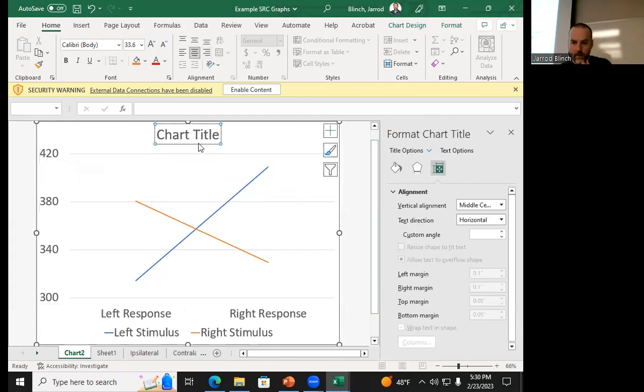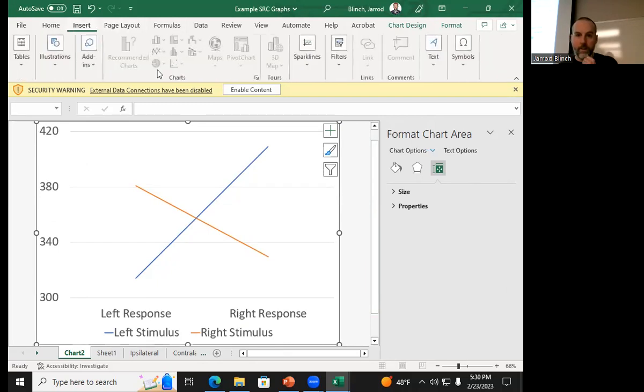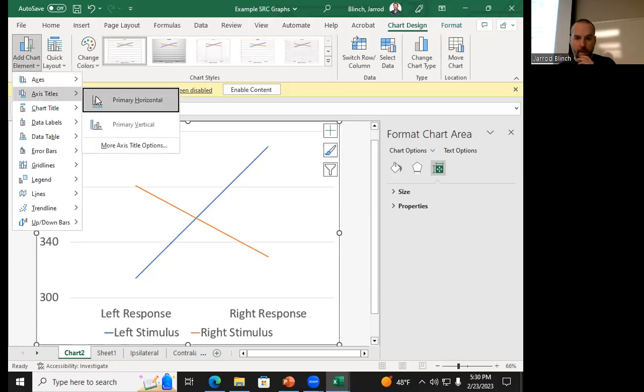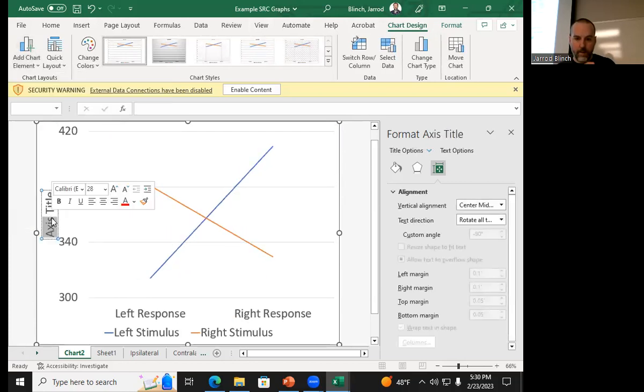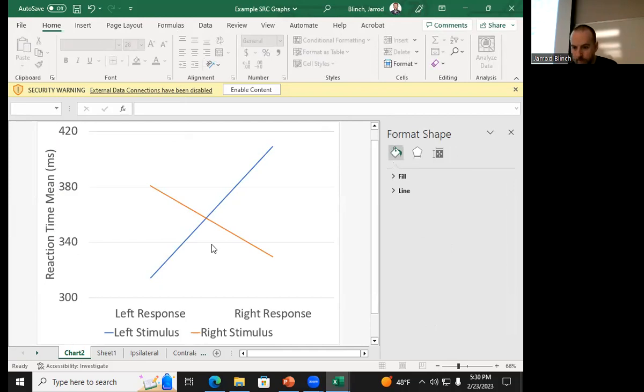Chart title. Well, maybe don't need a title, but we should have a label on our y-axis. So let's see here, chart design. We're gonna add, and I think this was our reaction time mean. Okay, let's do this. Reaction time mean, the units are milliseconds. That's looking a lot better.